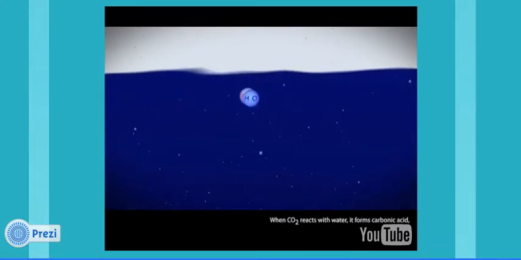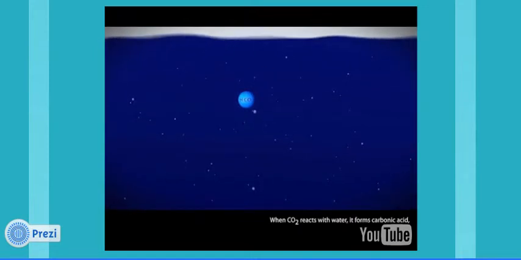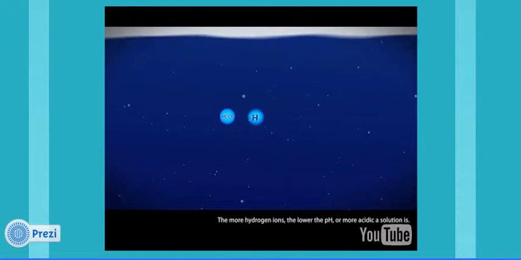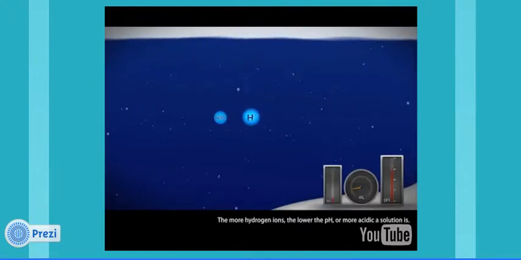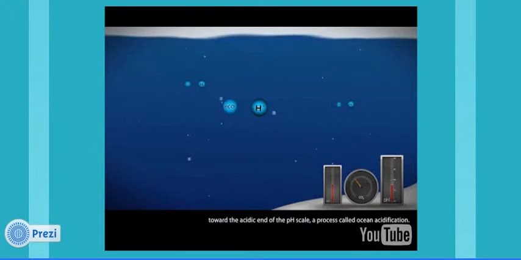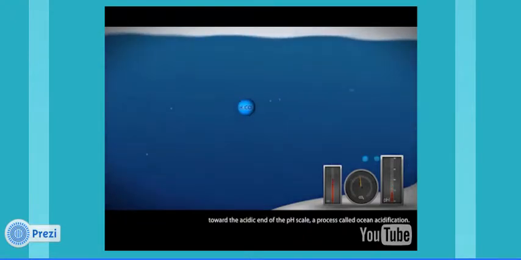When CO2 reacts with water, it forms carbonic acid, which quickly releases a hydrogen ion, or H+. The more hydrogen ions, the lower the pH, or more acidic a solution is. As CO2 levels increase over time, seawater will progress towards the acidic end of the pH scale, a process called ocean acidification.